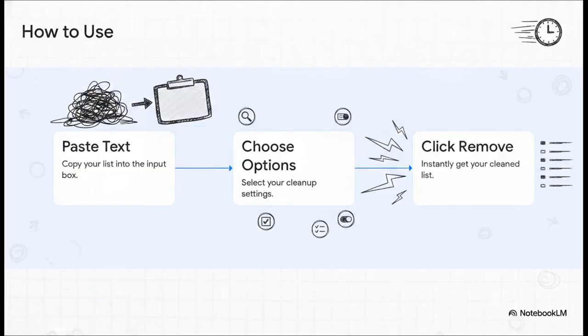And the mechanics of it? Incredibly fast. We're talking 3 lightning-quick steps. Step 1, you just paste or type your text straight into the input box. Step 2, choose your cleanup options. And Step 3, click Remove Duplicates. Boom! That is literally it. In mere seconds, you go from thousands of jumbled, repetitive lines to a perfectly curated, squeaky clean list. It empowers you to handle some seriously heavy text cleanup without missing a single beat.